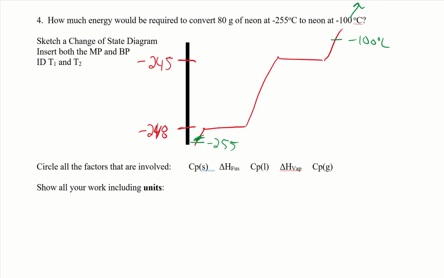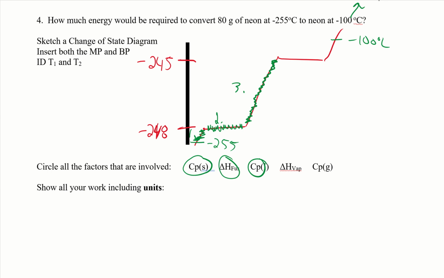Here's our first step. Okay, that's step number 1. We're going to be using CP of a solid, so Q equals CP times grams times delta T. Step number 2 is simply just a phase change. Okay, that's step number 2. We're going to use delta H of fusion. Step number 3 is going to be this, and we're going to use CP of a liquid for that one. So Q equals CP times grams times delta T.